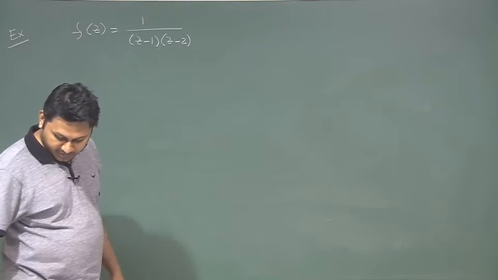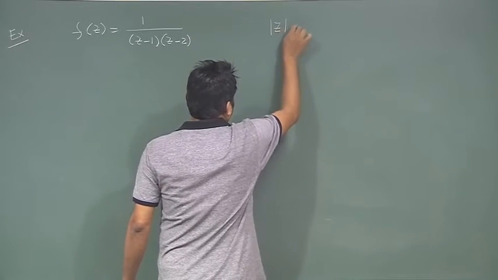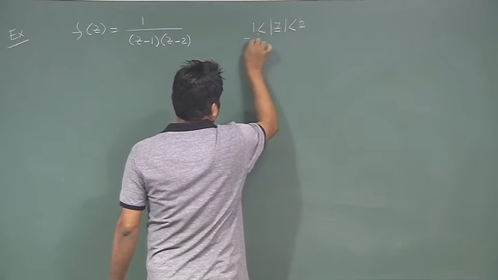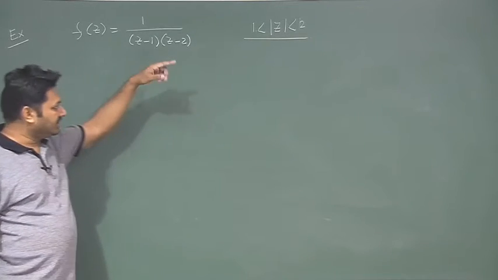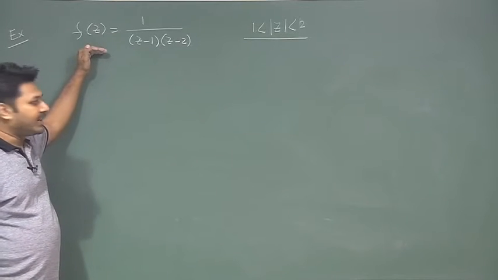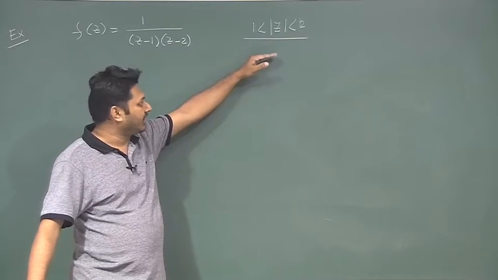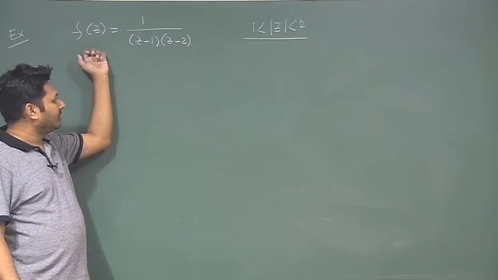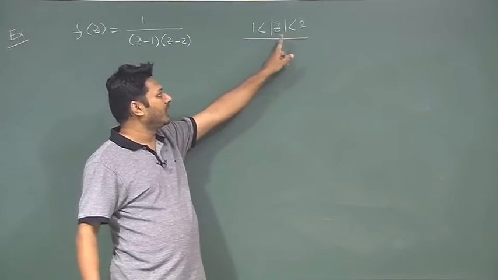Now, the next thing is that we need to expand this function in the regime mod of z less than 2 and greater than 1. So, this is the regime where we need to expand this function. As soon as the region is given, I know the function should be analytic in that region. Here we find that this function is analytic in that region, because the points 1 and 2 are both outside.